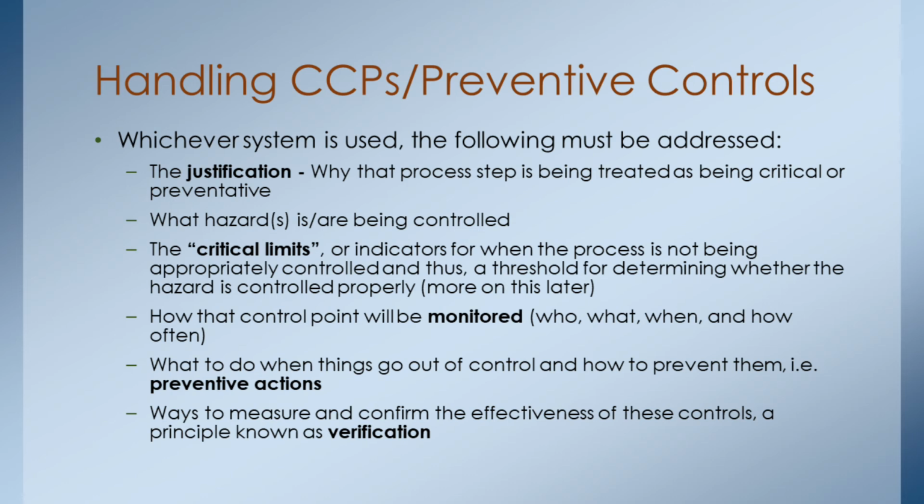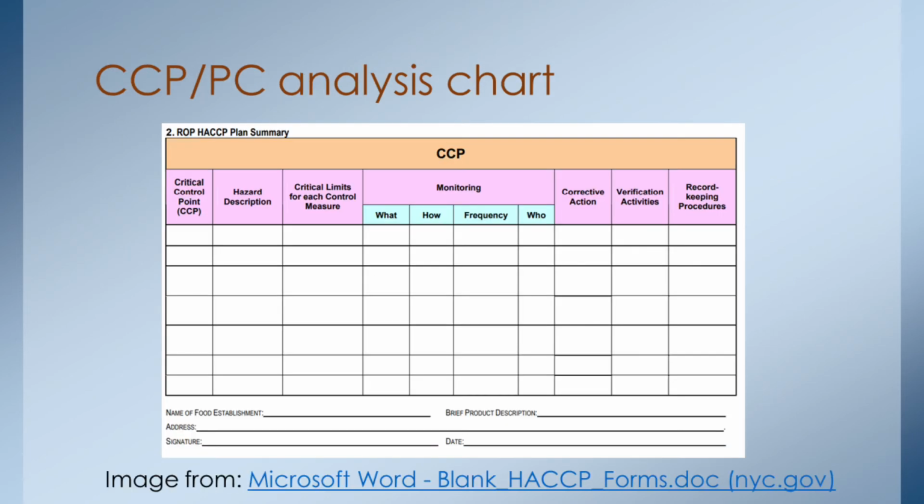Let me show you the table that you would use for analyzing a CCP slash preventive control. They're not exactly the same, but a lot of it's crossover, so I'm going to show you one table, and it should be good enough for both preventive controls and CCPs, at least for some preventive controls anyway. So this is what a CCP slash preventive controls chart would look like. Again, breaking down what I've listed on that slide earlier.